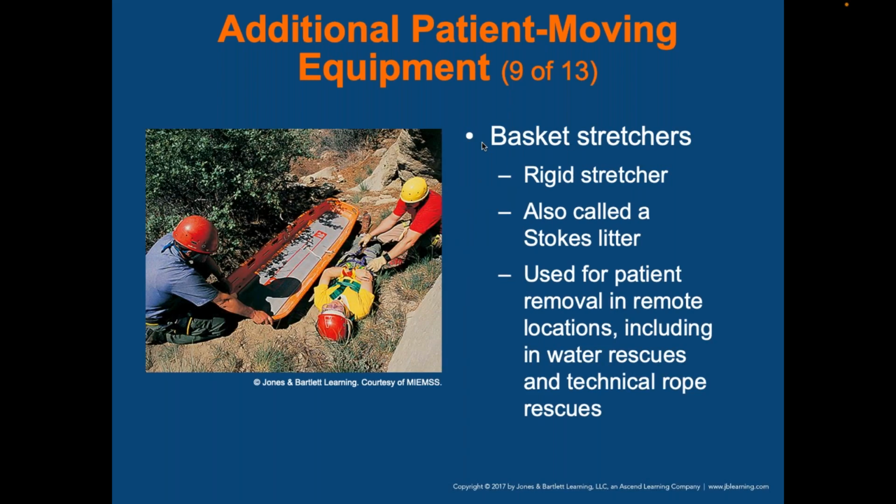These are basket stretchers, otherwise known as a Stokes basket or a Stokes litter, used for removal at remote locations. They can use them for water rescue with flotation devices on them, or technical rope rescue and things like that, low angle, bringing them up over certain areas. They go really well over snow as well, so you can drag a patient over the snow with these. Do not tow them behind snowmobiles and four-wheelers. Very dangerous. But if you need to drag a patient by hand, it works pretty well.